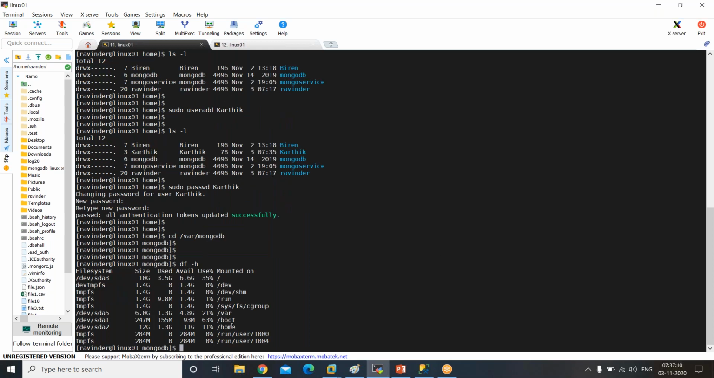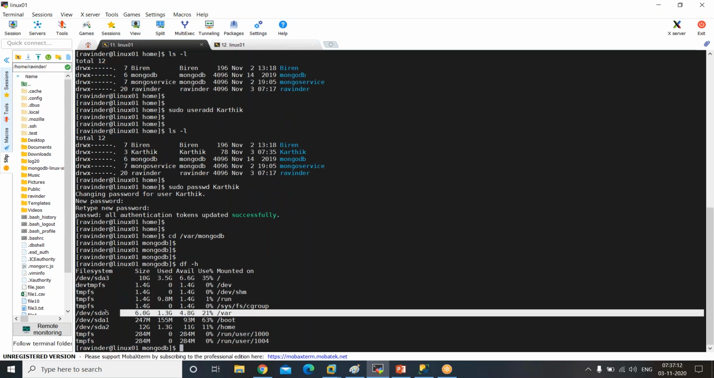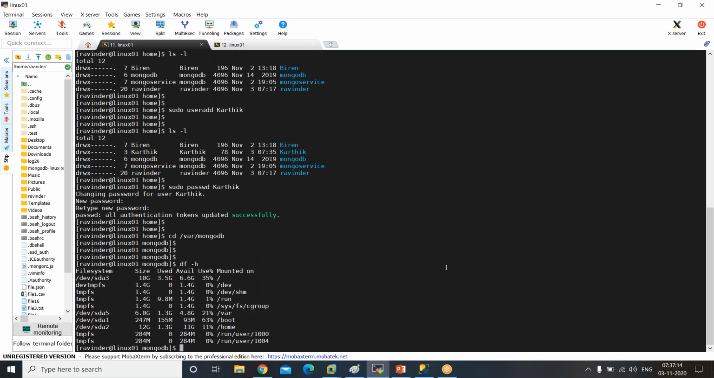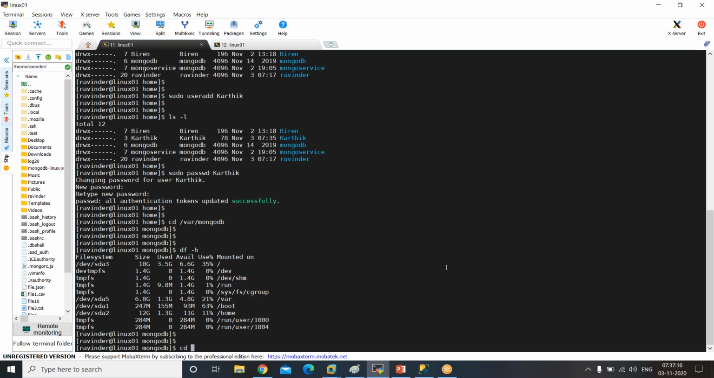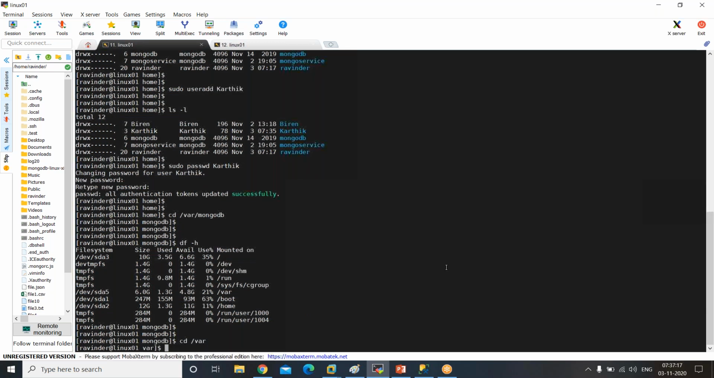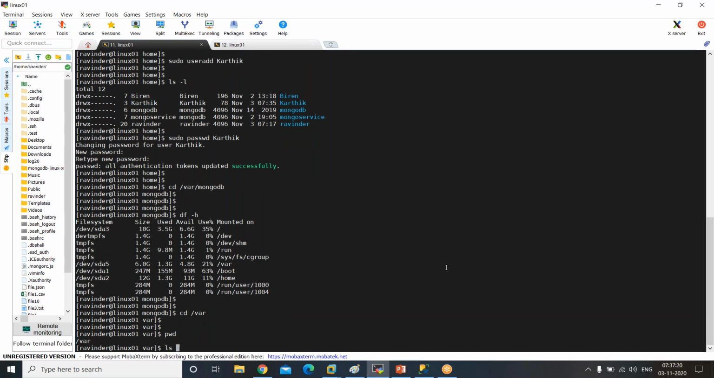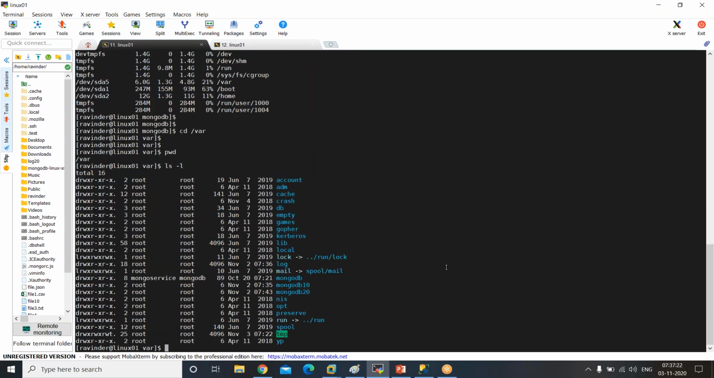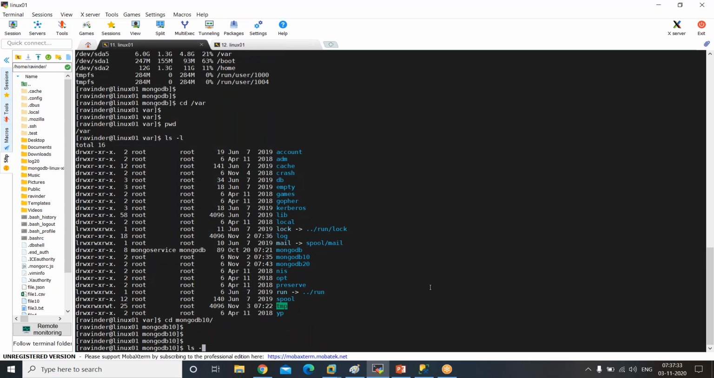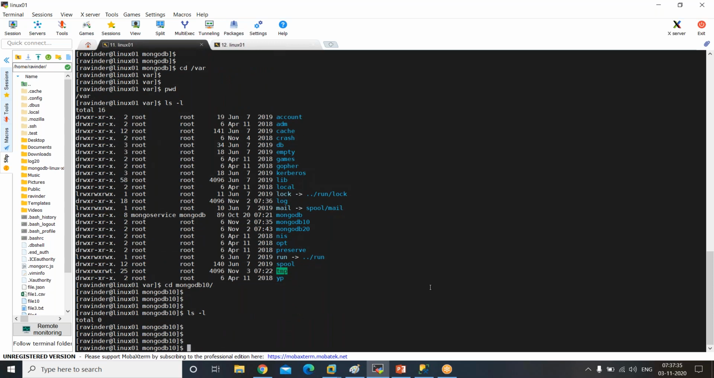These are the file systems you have. I'm going inside this one, basically /var. So now cd /var, where I'm going to a different directory. pwd. If you see, if I go inside and run ls -l, we have these many files. I'm going inside the mongodb directory, whatever it is. Let's go inside it. ls -l. If you see, I don't have anything.